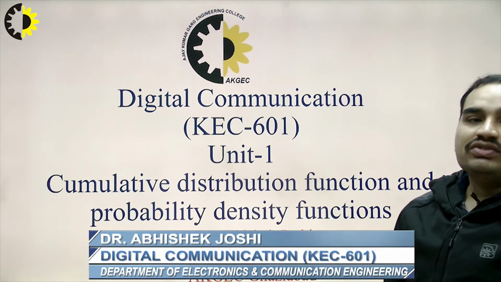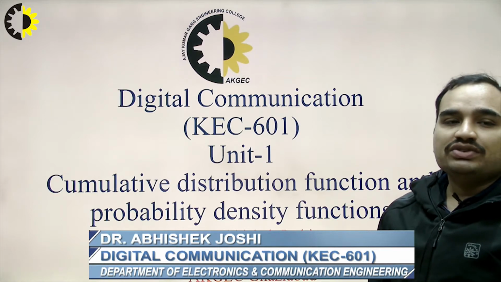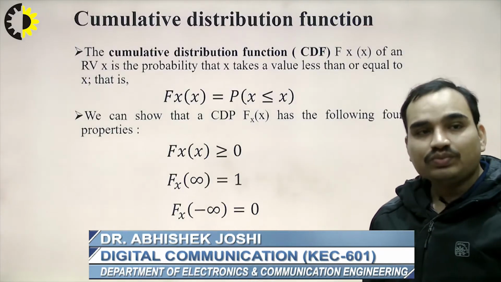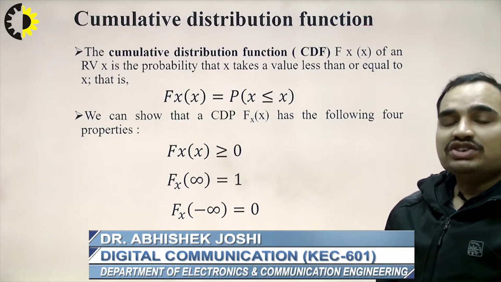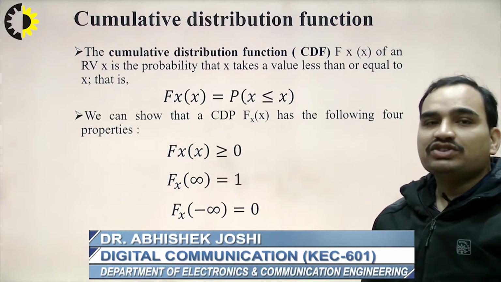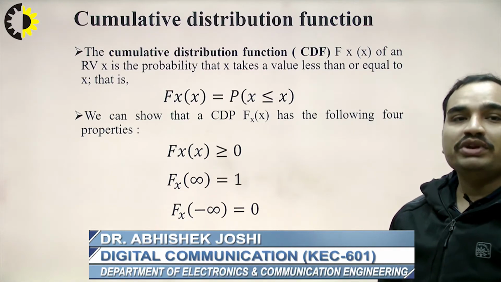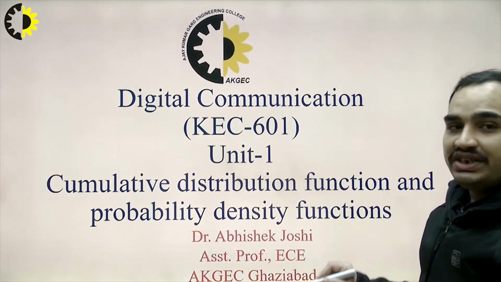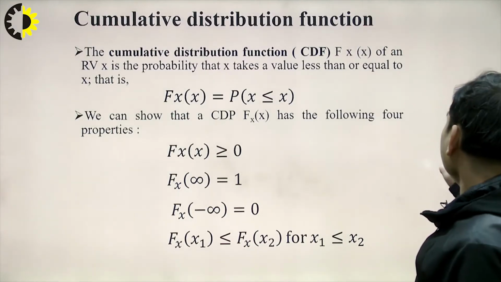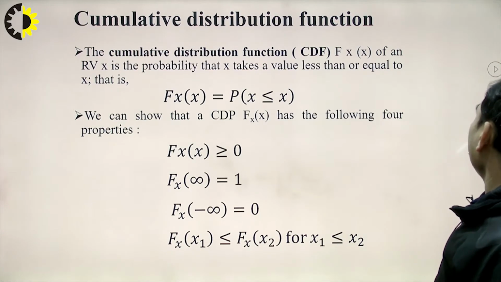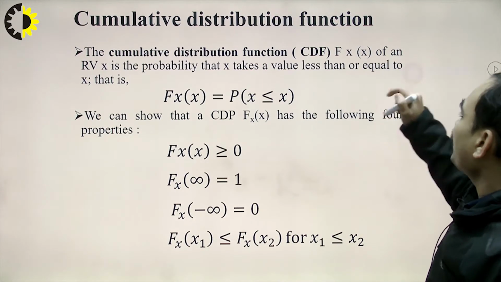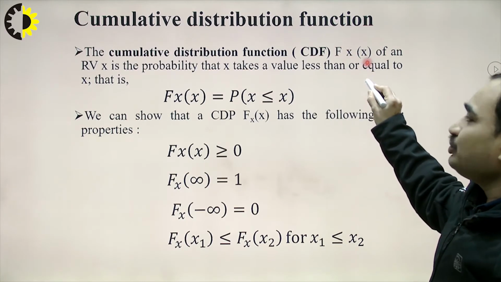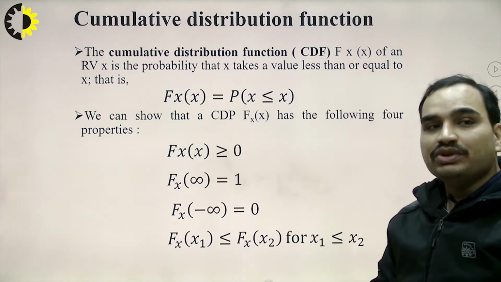In our earlier lecture we have already discussed continuous random variables. So, the cumulative distribution function. What is the cumulative distribution function? We denote the cumulative distribution function by F of x. This is a representation of the cumulative distribution function of a random variable, that is X.